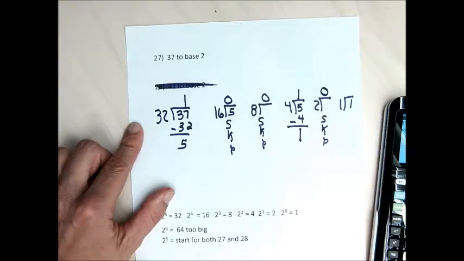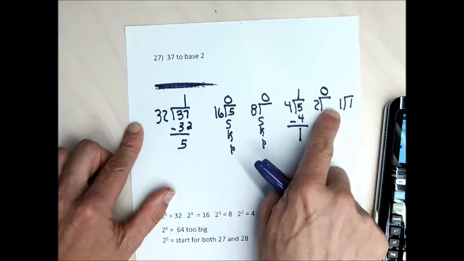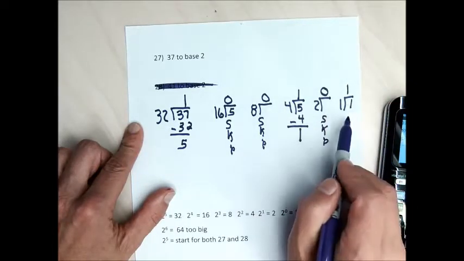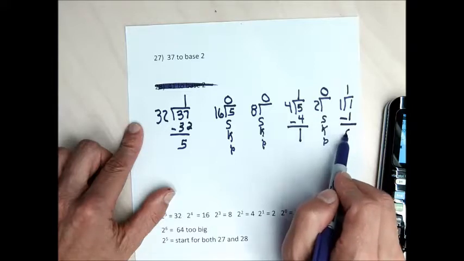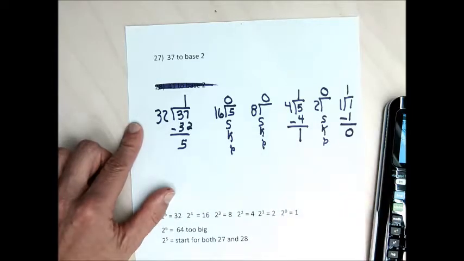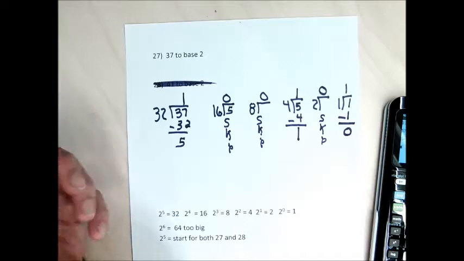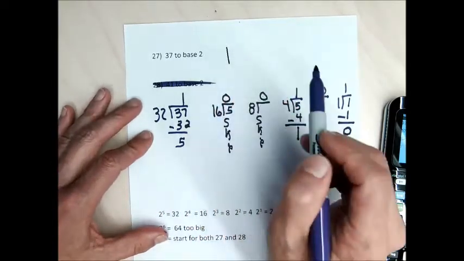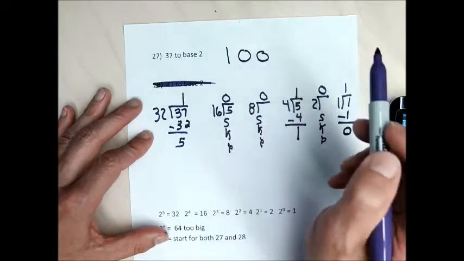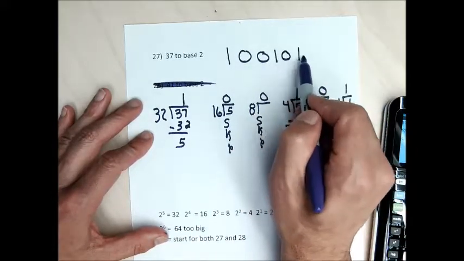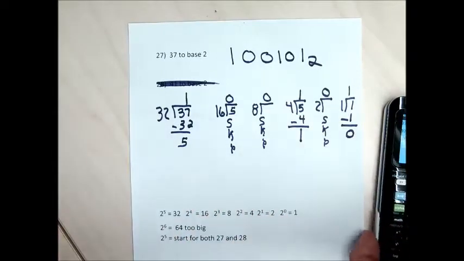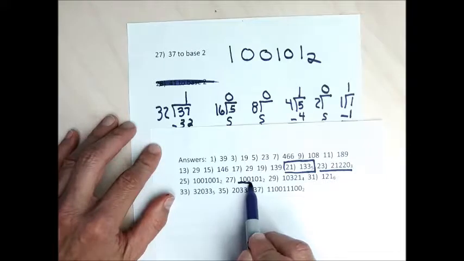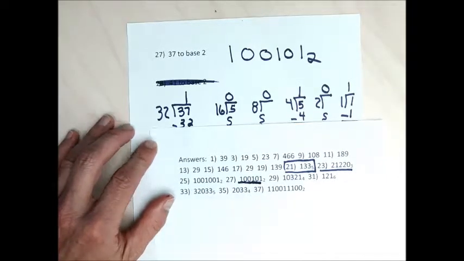I'm going to carry it over to the last one and go 1 divided by 1 is 1, and then I'm going to multiply. 1 times 1 is 1. Subtract. You always at some point should get a remainder of 0. Once you get a remainder of 0, you're essentially done. If there's divisions left, you throw zeros on top of it. So for 27, my answer is going to be 1, 0, 0, 1, 0, 1, base 2. And since I have the answer here, 27 is 1, 0, 0, 1, 0, 1, base 2. So perfection.